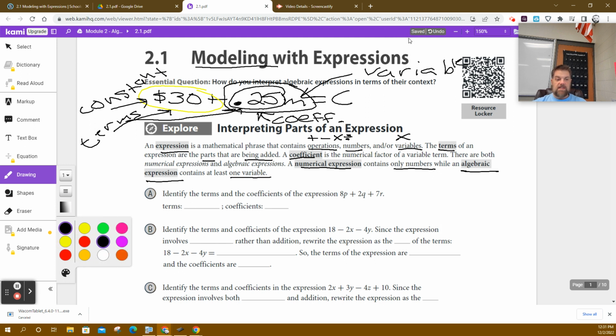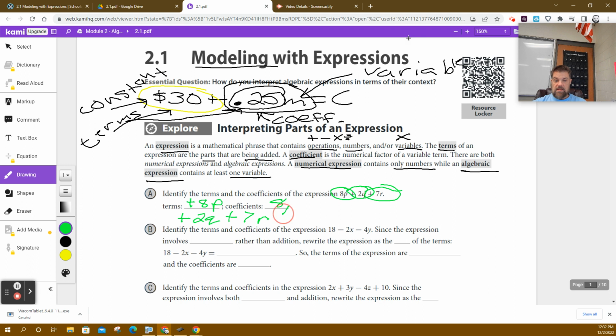So let's look at these terms. This is a term, this is a term, and this is a term. So when they say terms, what they're really saying, and I'm going to write it down this way, is positive 8p, positive 2q, and positive 7r. And what are the coefficients? Those are the variables. What are the coefficients? 8. Yep. 8, 2, and 7.